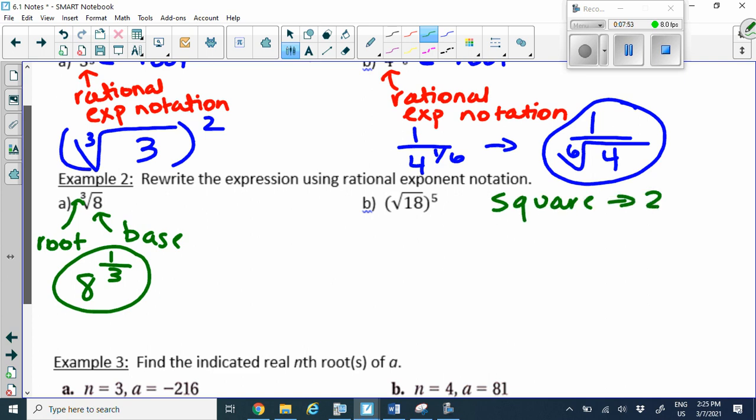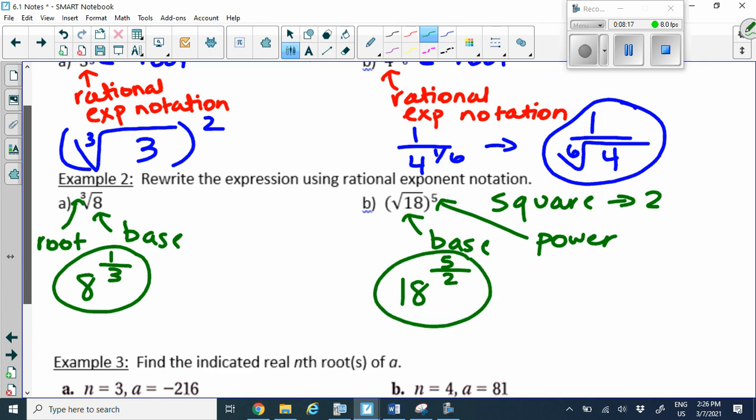Okay. So notice that 18 is going to be our base. 5 is going to be our power or exponent. And then the square, which represents 2, that's going to be our root. So we have 18. So the number 5, since it's the power, goes on top of our fraction, so the numerator. And then 2, to represent the root, that goes in the denominator. So we have 18 to the 5/2.